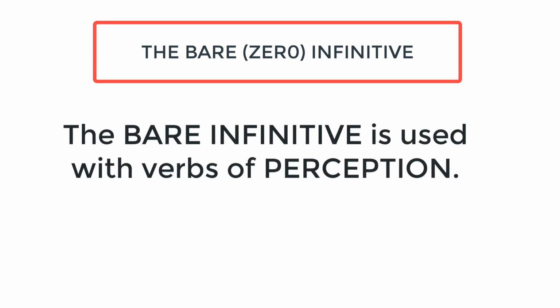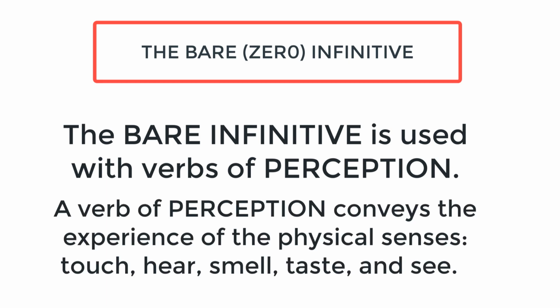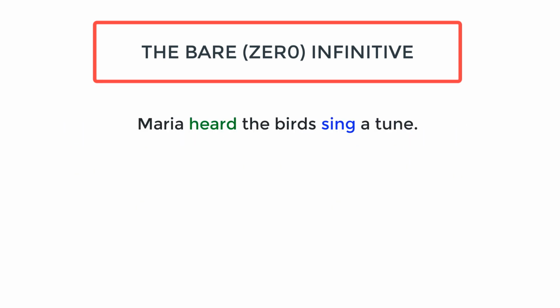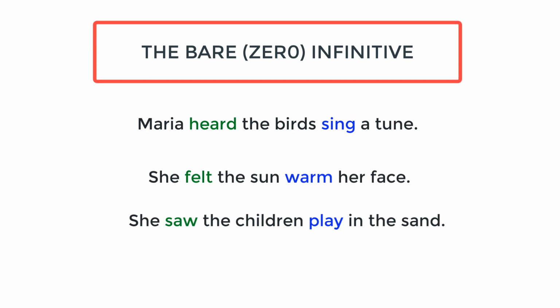The bare infinitive is also used with verbs of perception. A verb of perception conveys the experience of the physical senses, like touch, hear, smell, taste, and see. Maria heard the birds sing a tune. She felt the sun warm her face. She saw the children play in the sand.